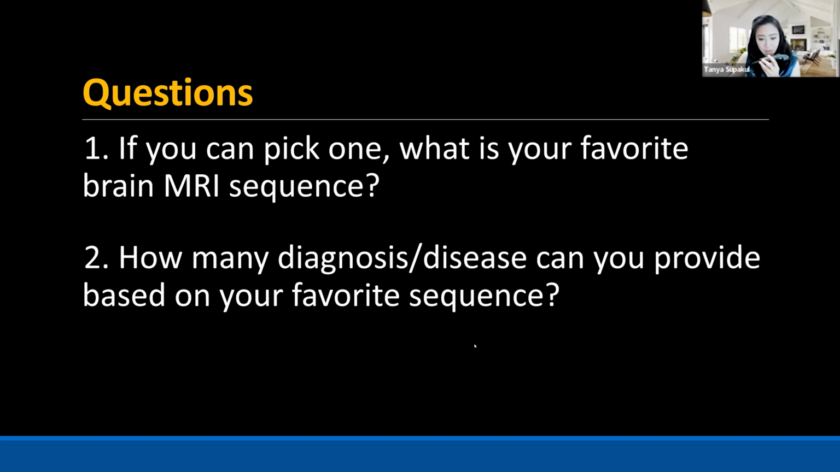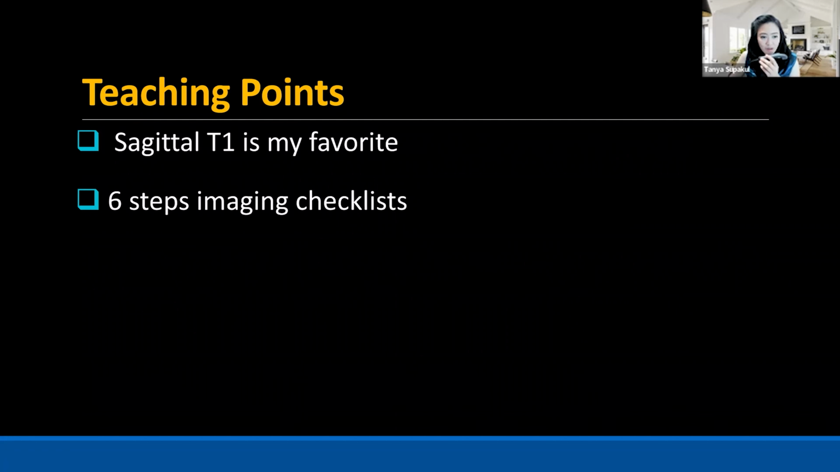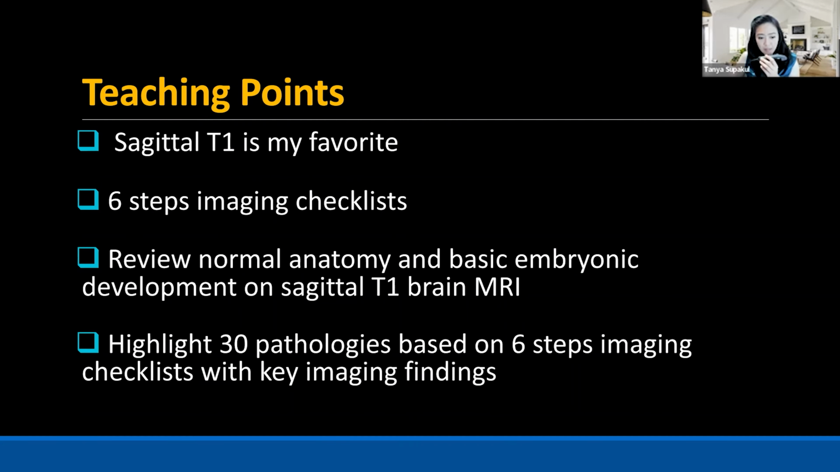And I think today I am going to show you, I will give you like 30 diagnoses based on the sagittal T1 only. So that is the number that I can come up with. I will show you the 6 steps imaging checklist and review anatomy and basic embryology development on the sagittal T1 of the brain, and highlight 30 pathologies based on the imaging findings.